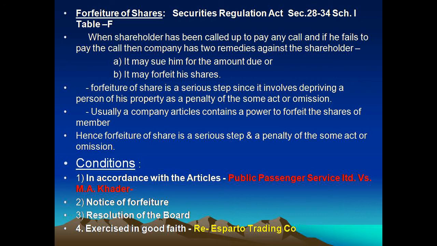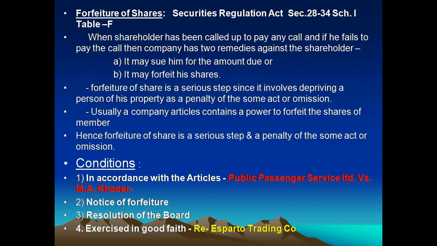The company may also forfeit the shares of a shareholder if the following conditions are satisfied, and the Securities Contracts Regulation Act also provides for the same. The first one is that whenever forfeiture takes place, it shall be made only in accordance with the Articles of Association, which means the forfeiture must be authorized by the Articles of Association of a company, and it is valid only when the provisions of the articles are strictly complied with.